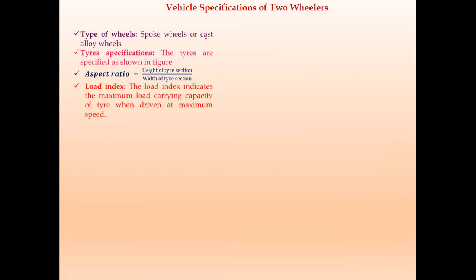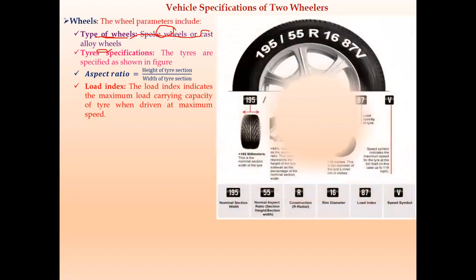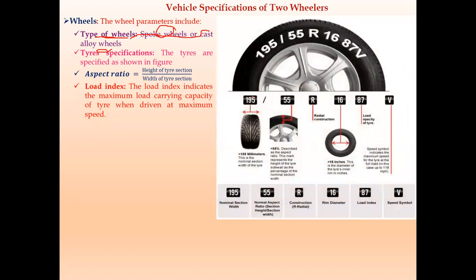So if you see in wheels, we have what is the type of wheel. So it is either a spoke wheel or it is a cast alloy wheel. Then tire specification is there. So what are the tire specifications? If you see, these are the different tire specifications that are specified.